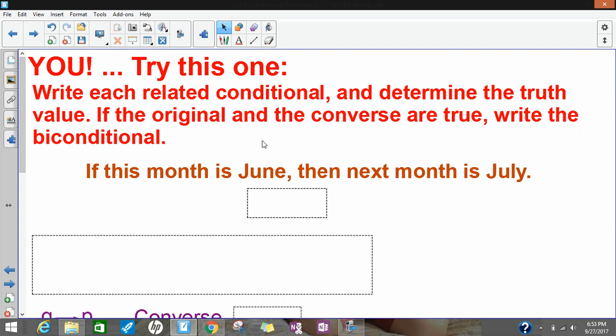So pause here. I want you to do just what we did on the last slide. Use this conditional statement, figure out the hypothesis and the conclusion, then write the converse, inverse, and contrapositive. And if both the conditional and the converse are true, write the biconditional. So pause this, give it a shot, take a few minutes, and then you can check your answers.